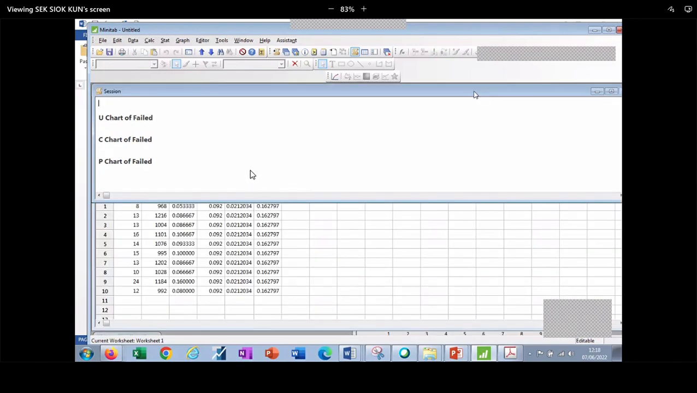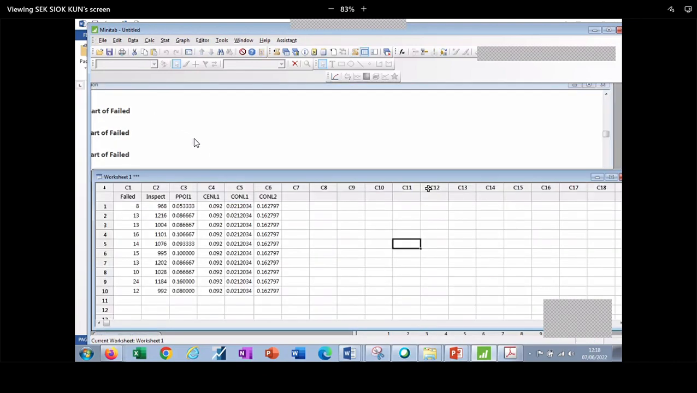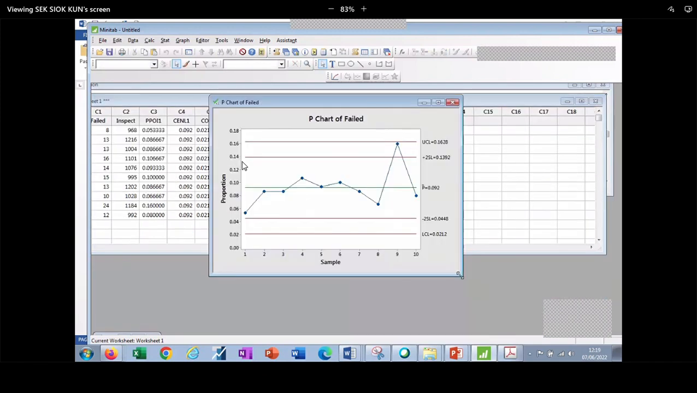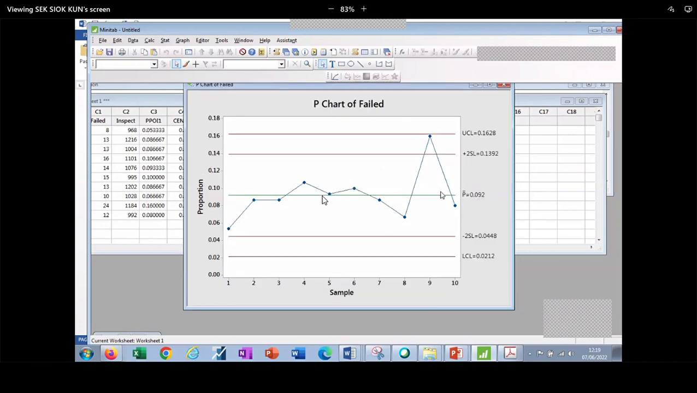Where is the chart? I can find it. Here. So these are the P chart. If I add in 2, it will come out with plus and minus 2. Otherwise, the standard one will be 3 sigma, based on the upper and lower control limits. If you look here, at plus and minus 2 sigma, there is 1 point out of control, while if we use the standard 3 sigma, everything is okay.